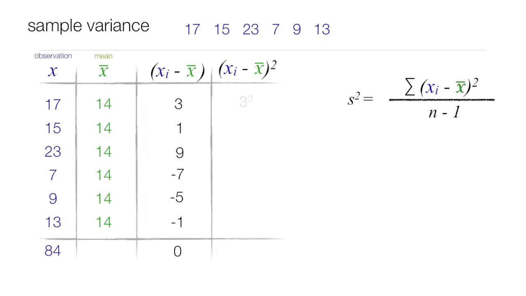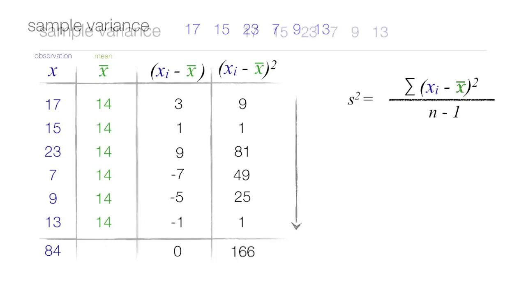Now my last column, I take the previous column and I square it. So 3 squared is 9. 1 squared is 1. 9 squared is 81. Negative 7 squared is 49. Doesn't matter if we use a negative sign or not, it's 49. Same with 5 squared is 25. Negative 1 squared is 1. I dropped the negative sign, but it's still always positive. Now I add up this column of information, and it's 166.